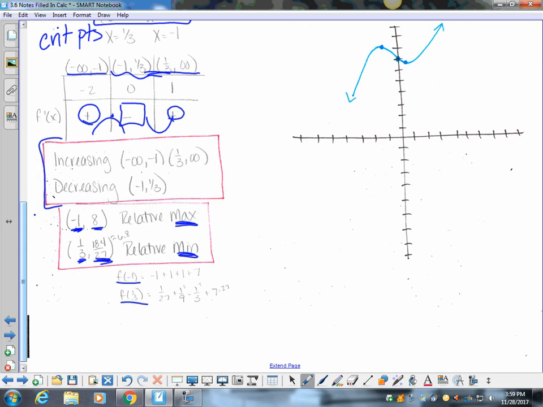Always stick with fractions if you can. I went decimal kind of off here to the side because I am going to have to graph it here in a little bit. Okay.